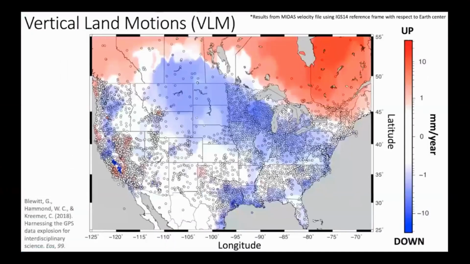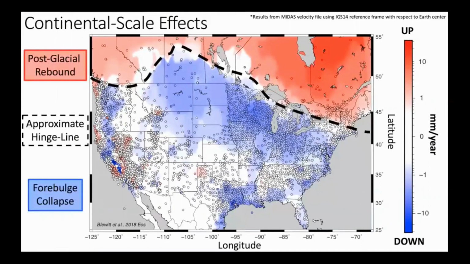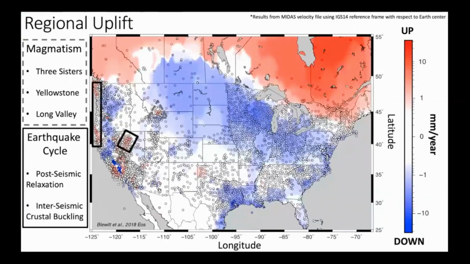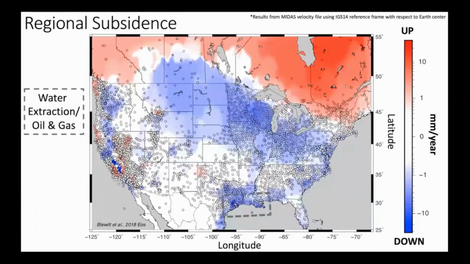So the motivation behind this study stems from work the Nevada Geodetic Lab has been doing for the past several years. And some of that work is summarized in this image of the contiguous United States and parts of North America. Red is uplift, blue is subsidence. And some notable signals shown include post-glacial rebound in Canada and the forebulge collapse signal in the United States. You can see regional uplift from magmatism and post-seismic and interseismic signals. And then there's also regional subsidence from water removal and oil and gas and aquifer depletion as well.